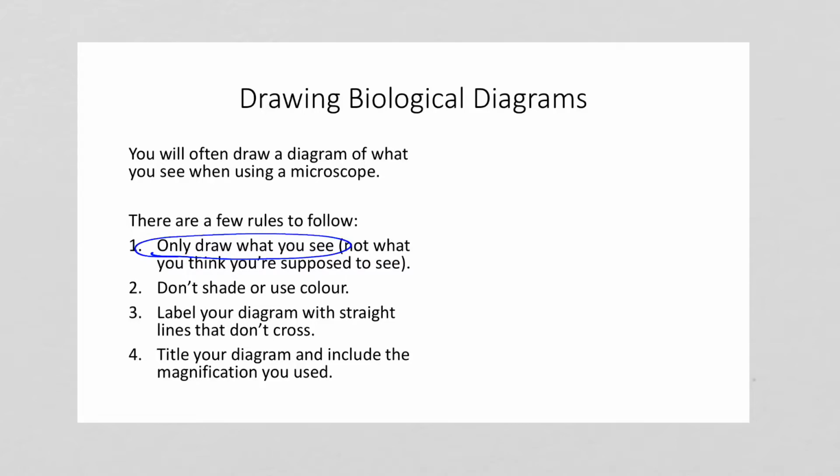Number 1, which is the most important, only draw what you see, not what you think you're supposed to see. If you're an expert on cells, you've gone through lesson 1 a bunch of times, you know about the mitochondria, you know about the ribosomes, etc., etc. You're going to be tempted to add those because you think, oh, I've just messed up my slide. They must be there. I know they're supposed to be there, so I'm going to draw them. Don't do that. Only draw what you see.